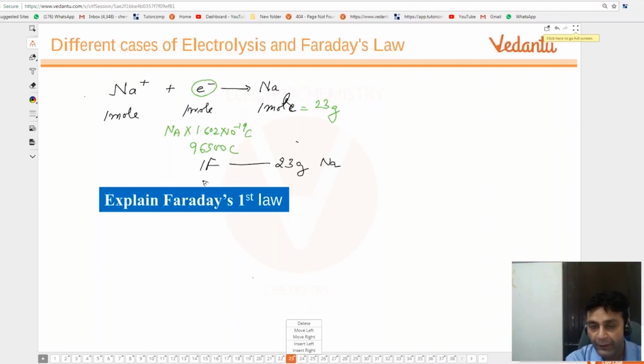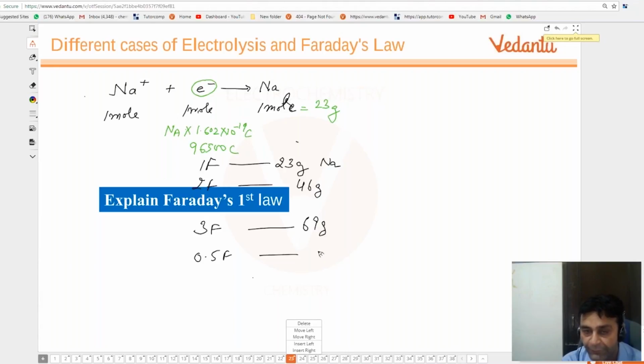So if I provide here 2 Faraday of a charge, how much amount of sodium will be deposited? 46 gram. Very good. If I provide here 3 Faraday of a charge, how much sodium will be deposited? 69 gram. Very good. If I provide here 0.5 Faraday of a charge, how much sodium will be deposited? Yes, 1 Faraday is equal to 96500, more appropriate you can write 11.5 grams, right?